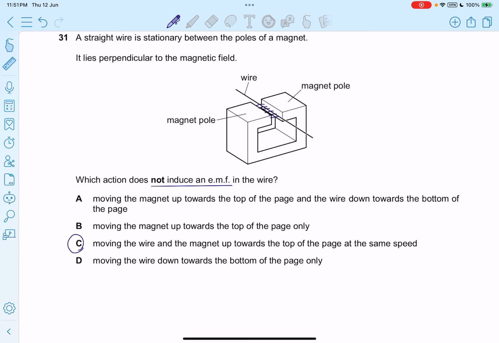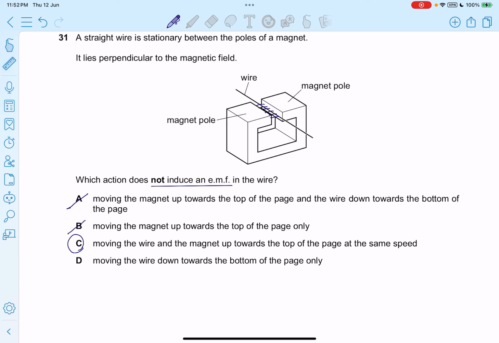So let's read through this. Moving the magnet up towards the top of the page and the wire down towards the bottom of the page. So the magnet is moving up and the wire is moving down, which means the magnetic field is getting cut, so it induces an EMF. Moving the magnet upwards to the top of the page only, the wire is still cutting the magnetic field since the magnet is going up and the wire just stays still. So B is also wrong.